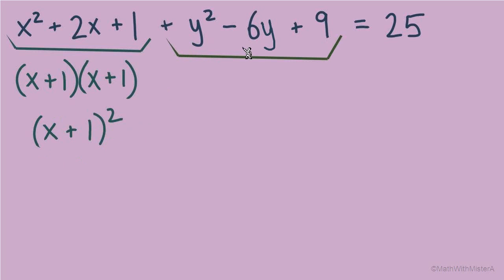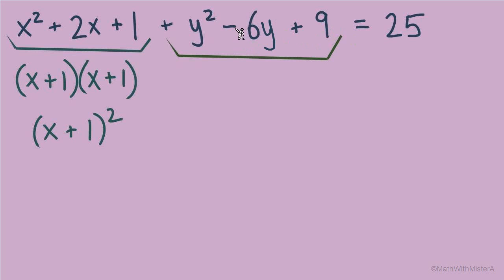Y squared minus 6y plus 9 is another perfect square trinomial. And a reminder is that our constant is a perfect square, and the middle term would be the square root of this constant doubled. So the square root of 9 is 3 and doubled is 6. You can disregard the plus minus for now. What's critical is that our constant is always positive. This middle coefficient can be positive or negative.